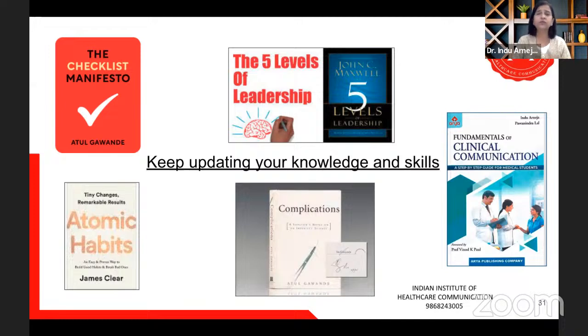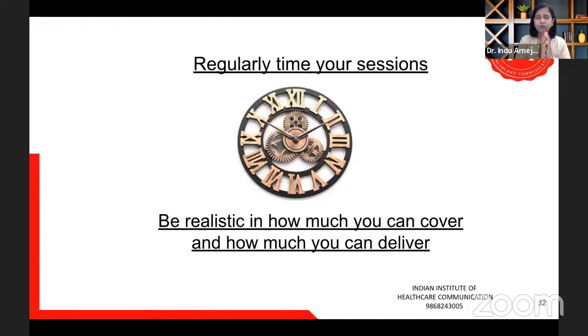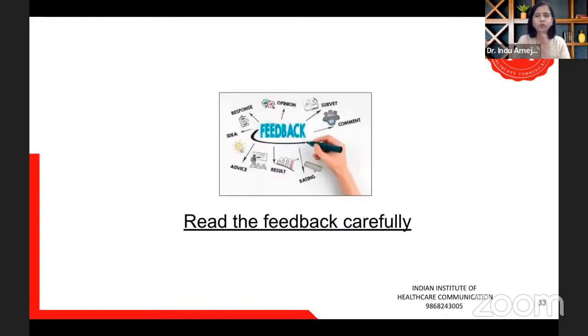So make sure that you are well read about your topic, so that you don't appear to be less prepared in any session. I have brought up this point once again. Regularly time your session, because that's where we normally have problems. We have to be really very realistic in how much we can cover. Most of the time your activities will take longer than you plan. So be ready with plan B, what you need to cut down.